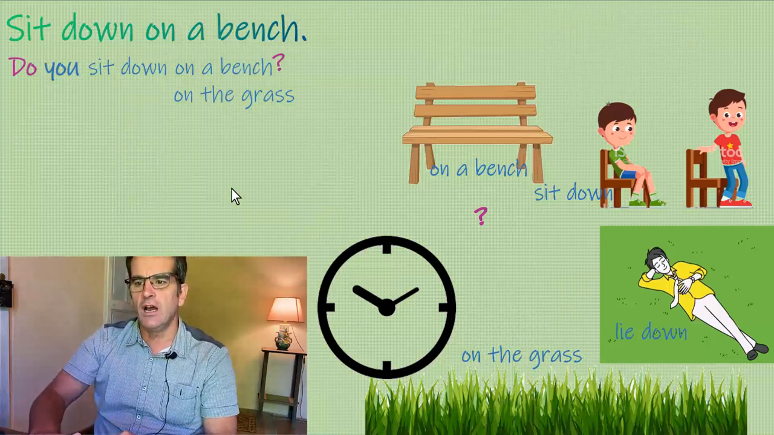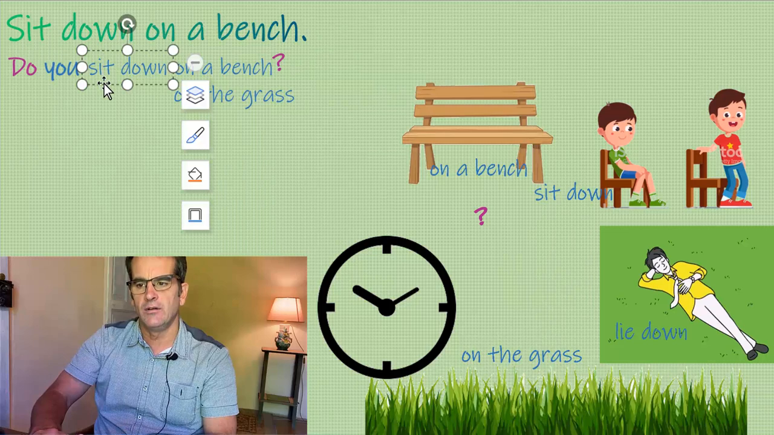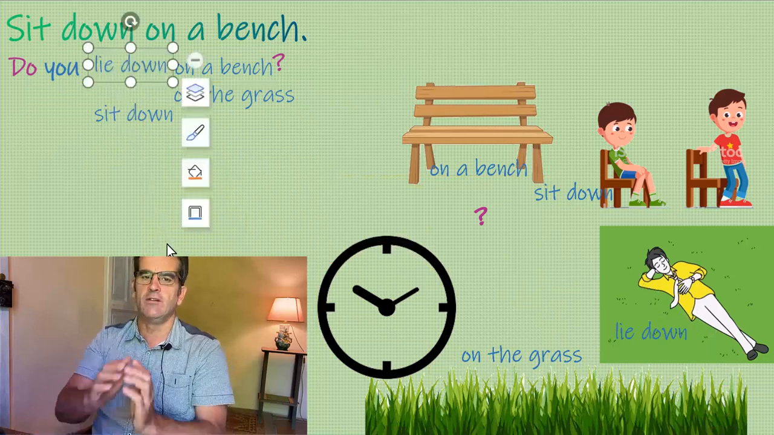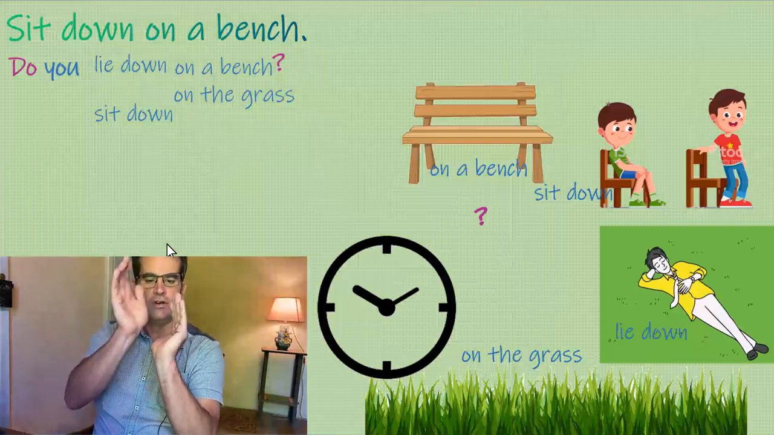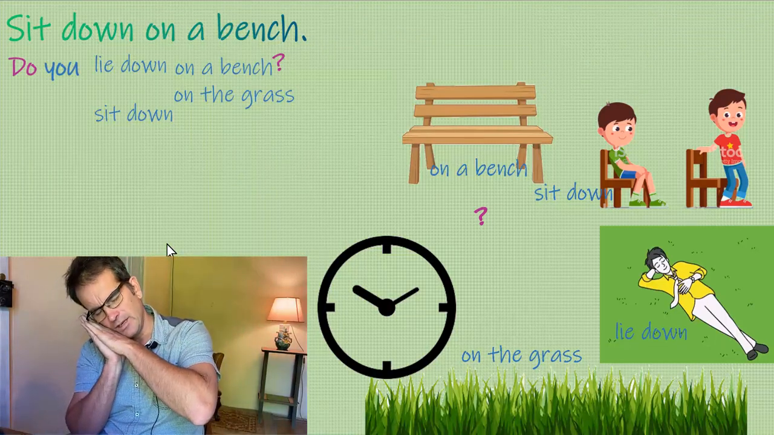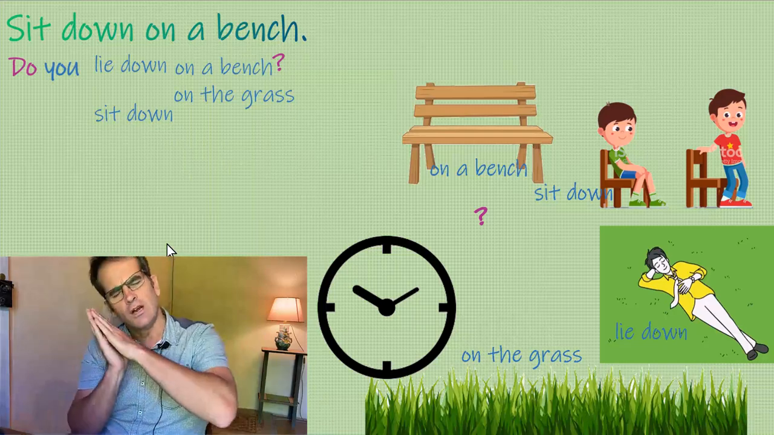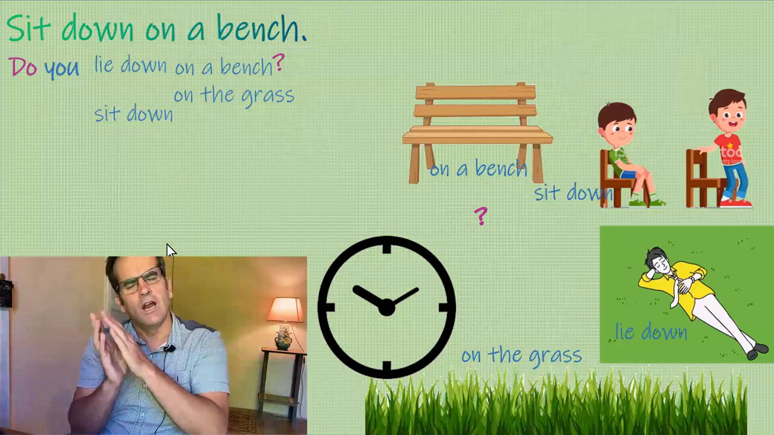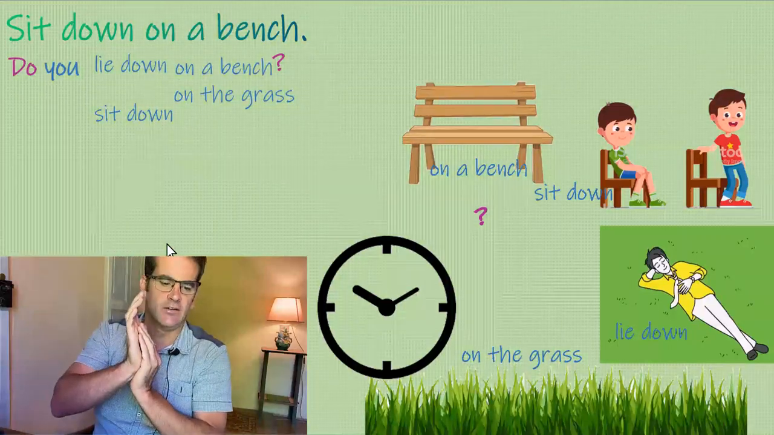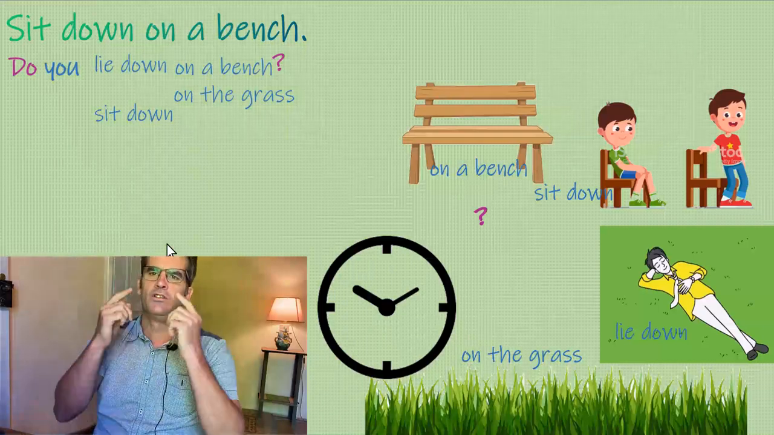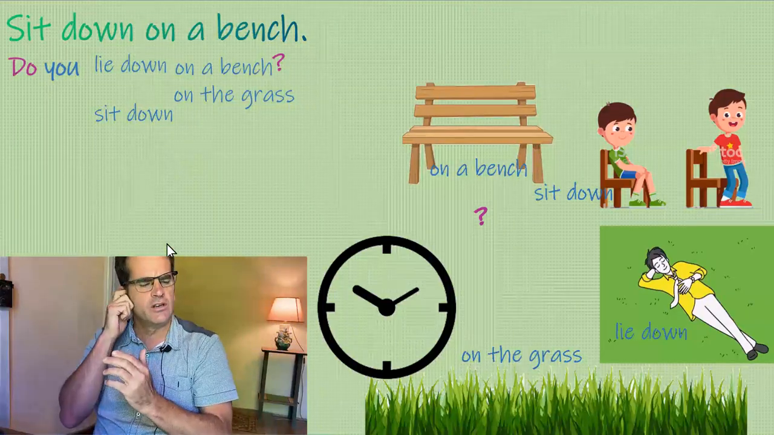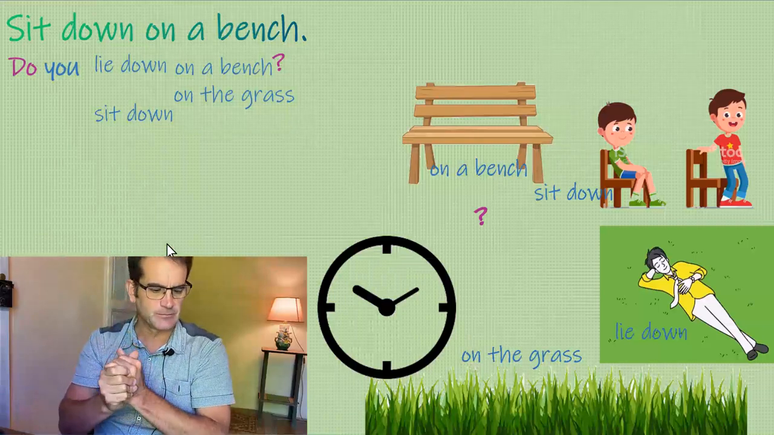Okay, do you lie down on a bench? You know, lie down. No, you don't want to sleep. So you don't lie down on a bench. You lie down in bed, but not on a bench. You sit down on the bench. You want to look at the animals. You want to read a book. You don't lie down on the bench.